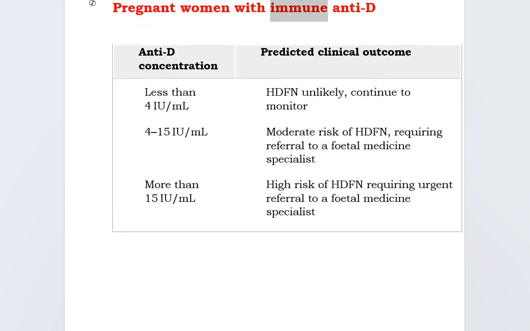Pregnant women with immune anti-D. Anti-D concentration, predicted clinical outcome. Less than 4 IU/ml: HDFN unlikely, continue to monitor. 4 to 15 IU/ml: moderate risk of HDFN, requiring referral to a fetal medicine specialist. More than 15 IU/ml: high risk of HDFN requiring urgent referral to a fetal medicine specialist.